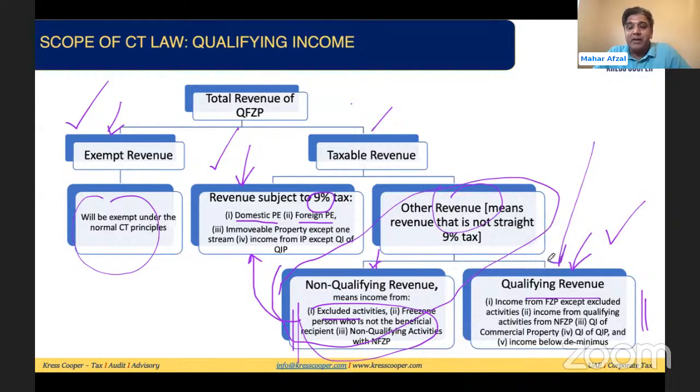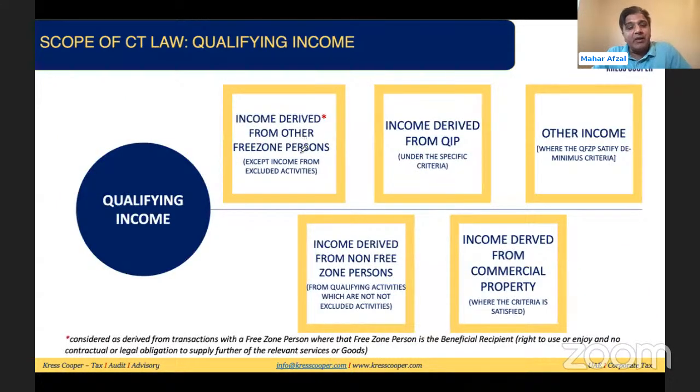What is the qualifying income of the qualifying free zone person? Income derived from the other free zone person, except income from the excluded activities; income derived from qualifying intellectual property, the qualifying income of the qualifying intellectual property; income derived from the non-free zone person from the qualifying activity; income derived from the commercial property, but this commercial property is being used for business purposes. This is within the free zone. The transaction is being made with the other free zone person. A lot of conditions are related to this. Then this income will be considered qualifying income, and the last will be income where the de minimis criteria is not being met. These are the five categories of the income which will be considered qualifying income.